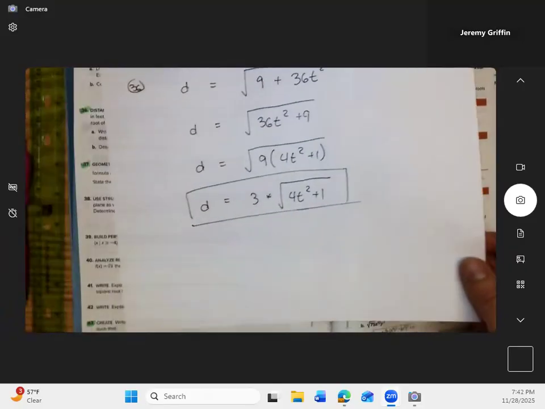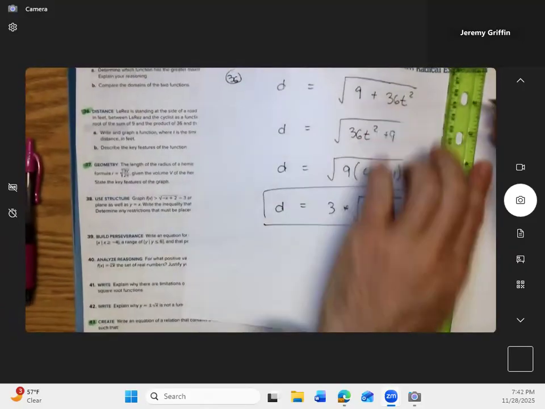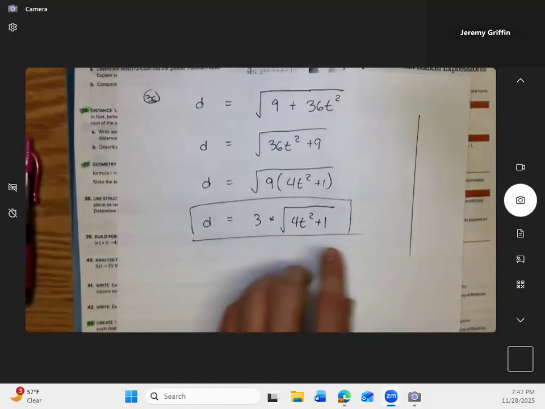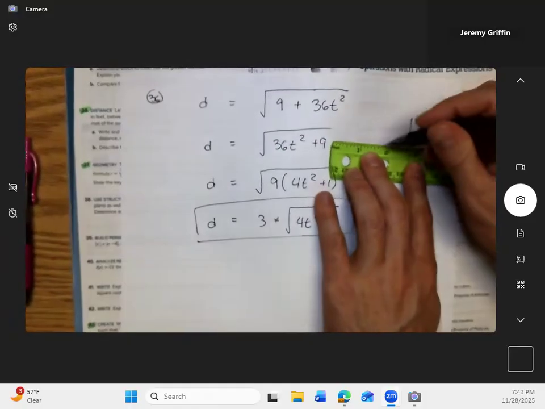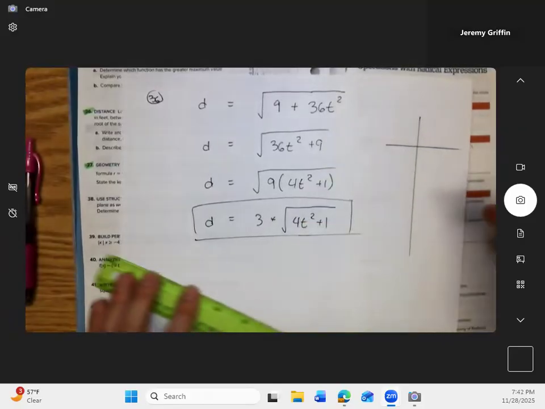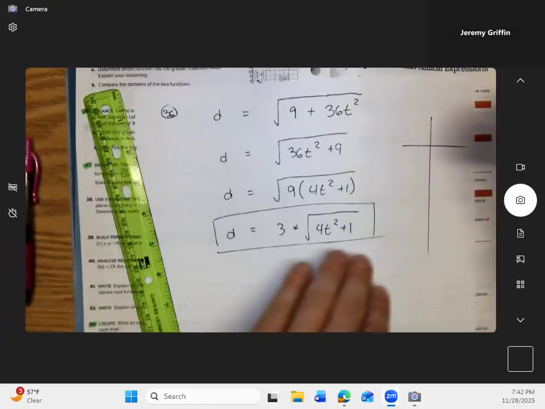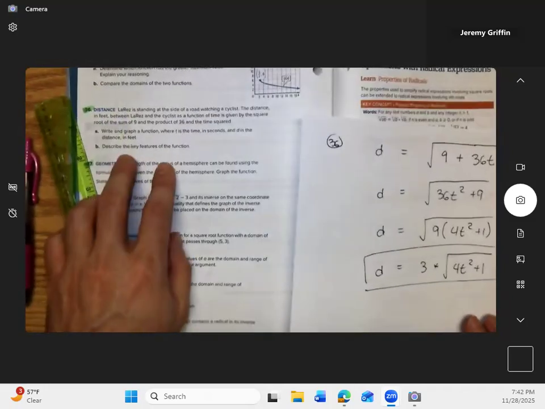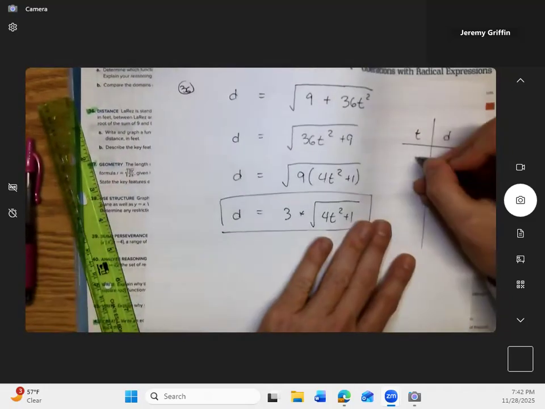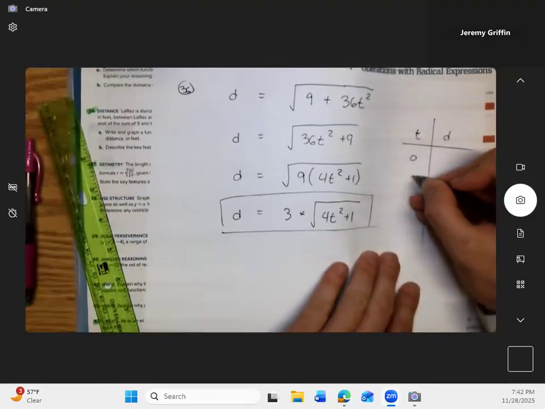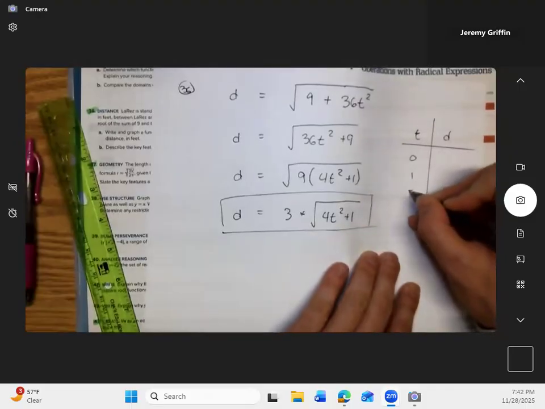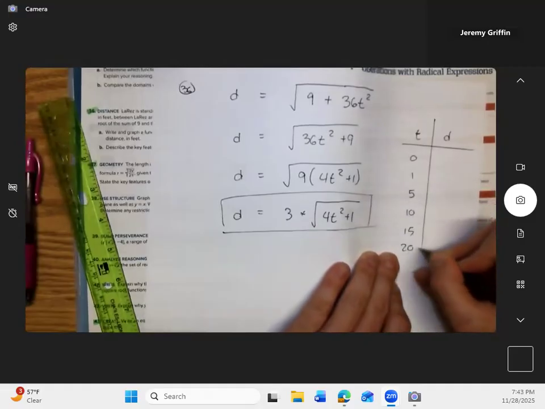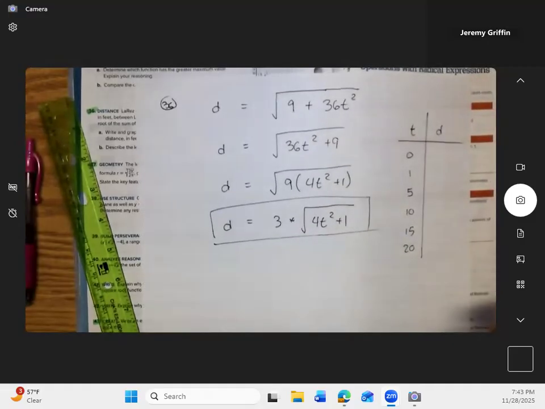Let's make a table of values. Now, this one's a little tricky because there is a factor of 4 on that t. So maybe what I'll do is I'll just allow decimals and come up with different values. Okay? So time and distance. Now, I suppose there's some reasonable times. Let's go time 0, about 1 second. Let's go 5 seconds, 10 seconds, 15, and 20. That's probably plenty of times, right? We'll go 20 seconds.